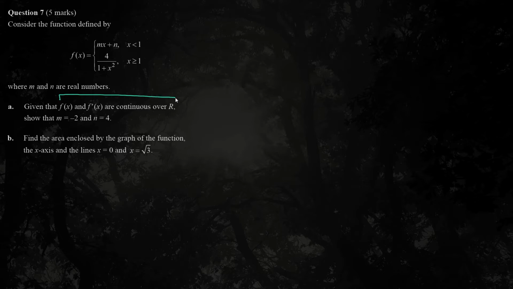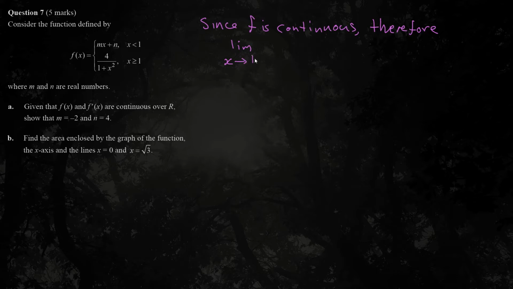Okay, so let's go ahead and use these two conditions to get constraints on these numbers we're trying to find. So what we can do is start by saying, since f is continuous, therefore the limit as x goes to 1 from the left-hand side of f of x has to be the limit as x goes to 1 from the right-hand side. So for this part, we're looking at the left-hand side of x equals 1, and therefore all we do is just plug x equals 1 into here. And so basically we end up with m times 1 plus n on the left.